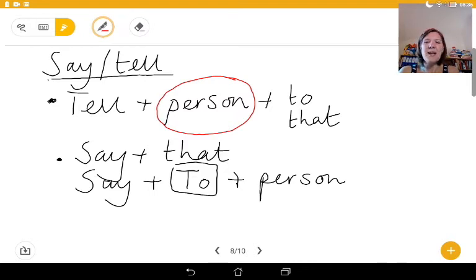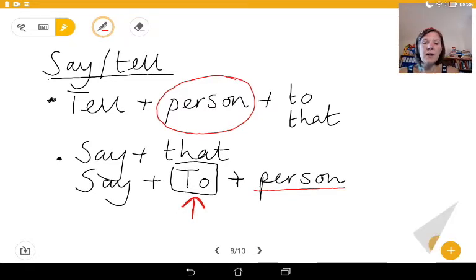Then obviously when we have say, this is the biggest mistake that people make. Say me the answer. No, because here with say, you don't use the person directly after say. Okay, if you want to include a person, here I've written, you need to use to before it. So she said to me that the earth was flat. Okay, so that's just a small point about say and tell.